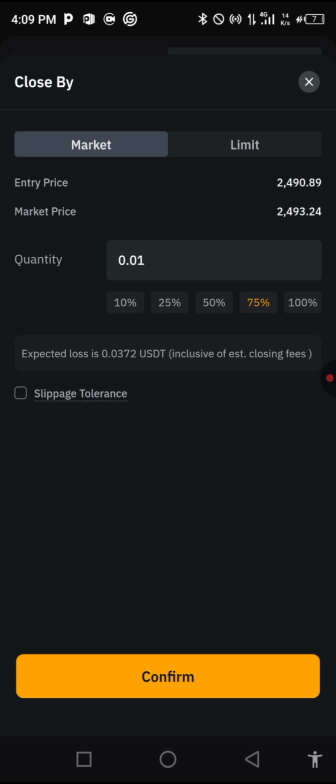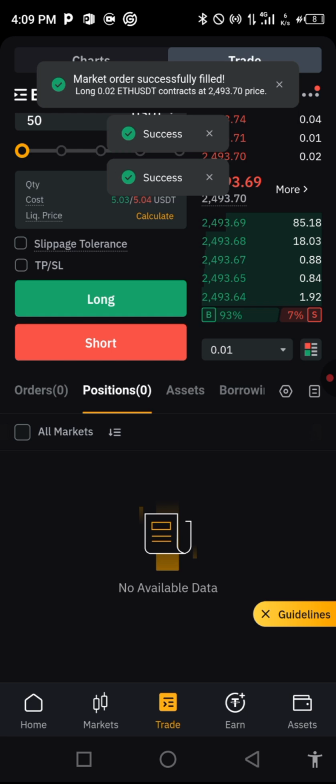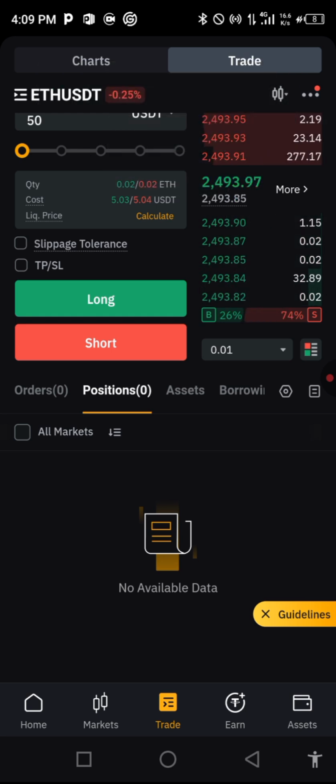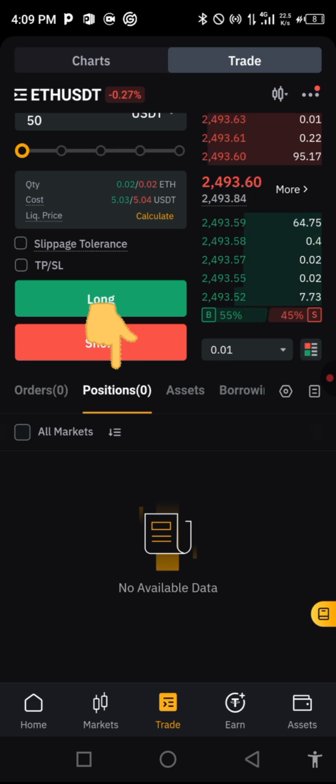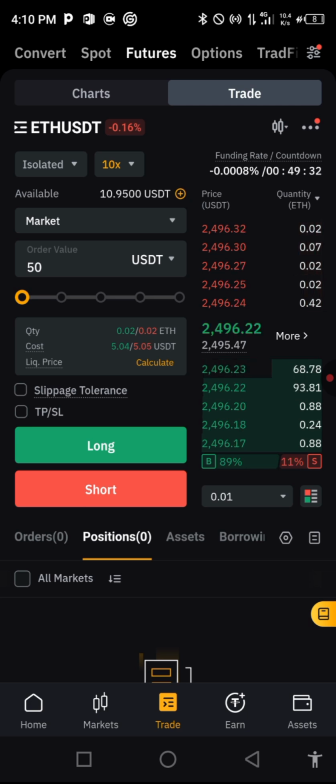Now I want to close the trade, right? You just come to 100%, click on 100% and click on confirm. Then once you've done that, the market closes, right? And you can see under position here, we don't have anything again. Once you place a trade, it will be under position, right? If you're working with a limit order, it always comes to order here. The trade that we just executed, we used a market order, right?